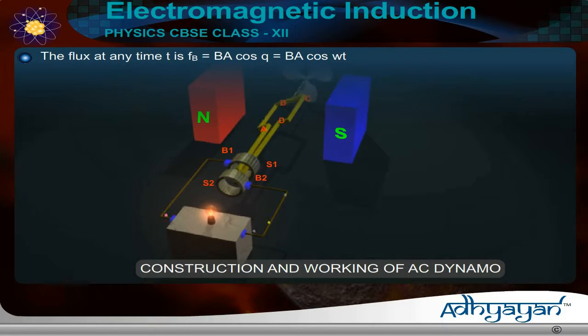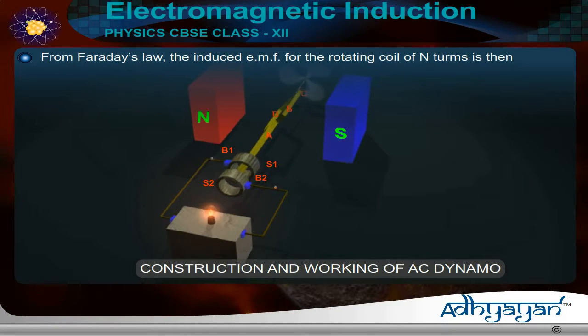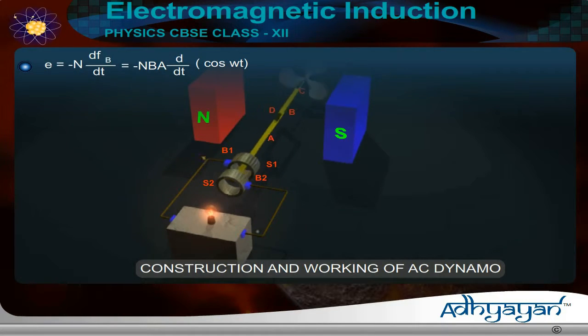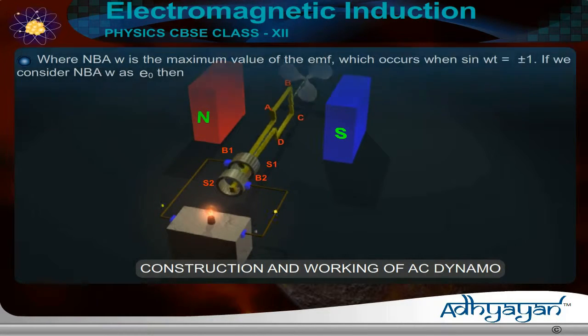The flux at any time t is phi_B = BA cos theta = BA cos omega t. From Faraday's law, the induced EMF for the rotating coil of N turns is then epsilon = -N d phi_B/dt = -NBA d/dt(cos omega t). Therefore, epsilon = NBA omega sin omega t, where NBA omega is the maximum value of the EMF, which occurs when sin omega t = ±1.